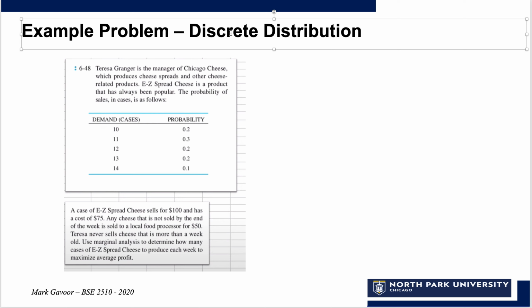So let's just do this. A case of Easy Spread sells for $100 and has a cost of $75. So the marginal profit is obviously $25. Any cheese that is not sold by the end of the week is sold to a local food processor for $50. Teresa never sells cheese that is more than a week old. Use marginal analysis to determine how many cases of easy spread cheese to produce each week to maximize the average profit.